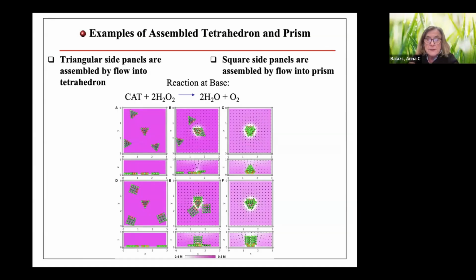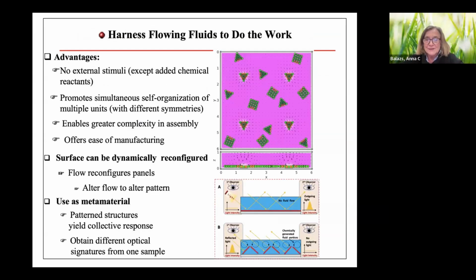So on the left I've put a triangular base, and then I have these square sheets, and they're going to make a prism. And on the other hand, I have a triangular base and triangular panels, and they make a more tetrahedral type of object. Now, oh, really? No. Yes, watch.